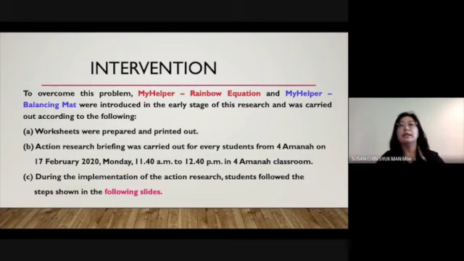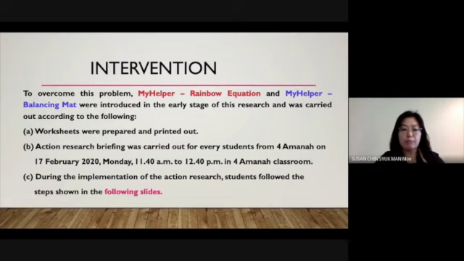The intervention. To overcome this problem, MyHelper Rainbow Equations, as you can see previously, is a set of tools consisting different color bits and green soft wire to become the chemical bond. And secondly, we have the MyHelper Balancing Mat to overcome the problem whereby the bits were rolling here and there, reducing the interest of the students when carrying out the game.